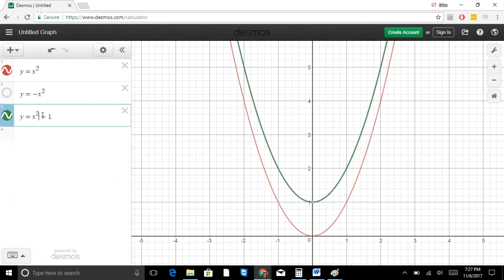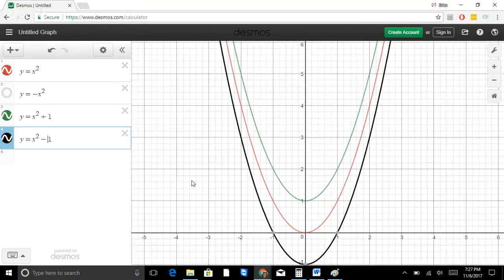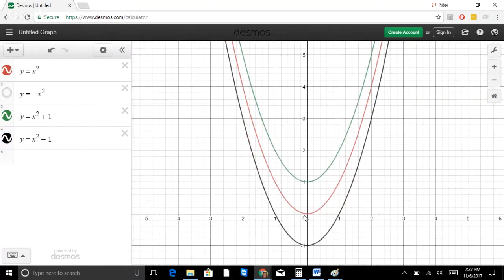So then what do you think would happen if I copied, and again, play with this, right? And I subtract 1. So then my parabola remains the same, right? But it shifts down. Okay, so now let's add that x term in.